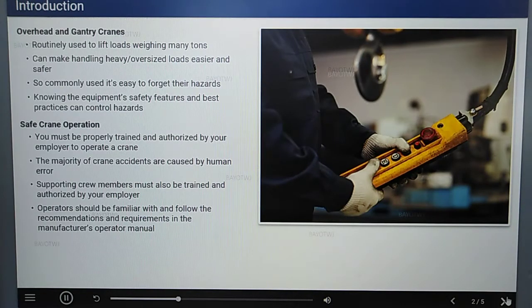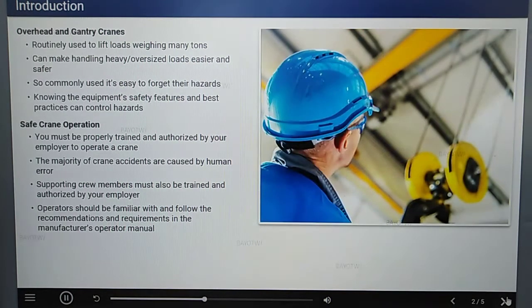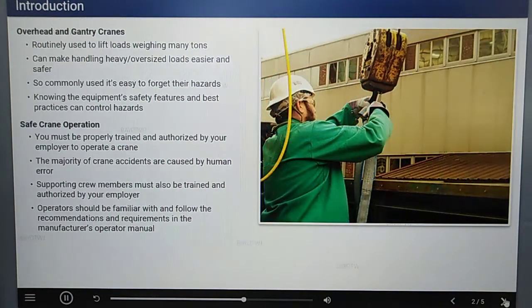You can control these hazards by knowing the safety features of overhead and gantry cranes and following the required best practices for crane operation. Never operate an overhead or gantry crane unless you've been properly trained and are authorized by your employer to do so. The majority of overhead crane incidents are caused by human error.